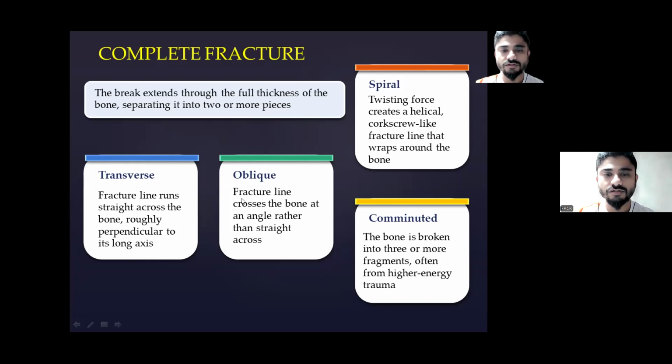What is an oblique fracture? An oblique fracture line crosses the bone at an angle rather than a straight line. It is also mentioned in a few literatures that you call it an oblique fracture when the fracture line is making a 30-degree angulation with the long axis of the bone. Then you label it as an oblique fracture.